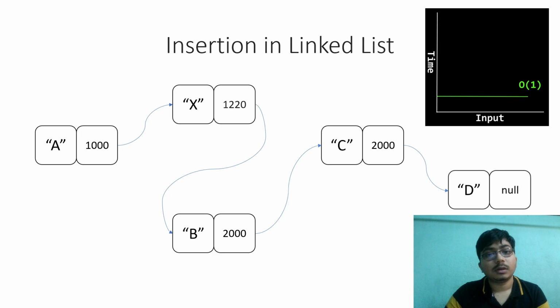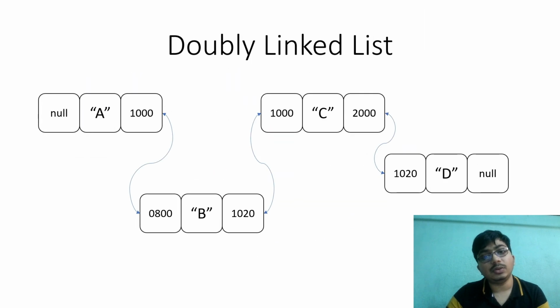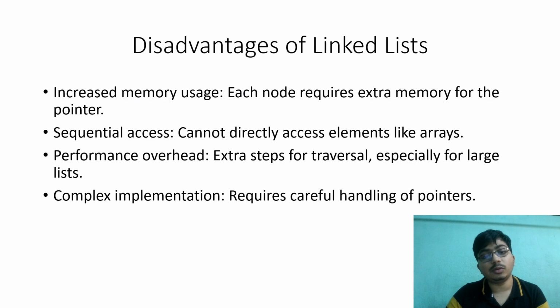So in a use case where you have to do very frequent search operations, a linked list is not preferred. In that case, you need to use an array. And yeah, random access is good with an array.